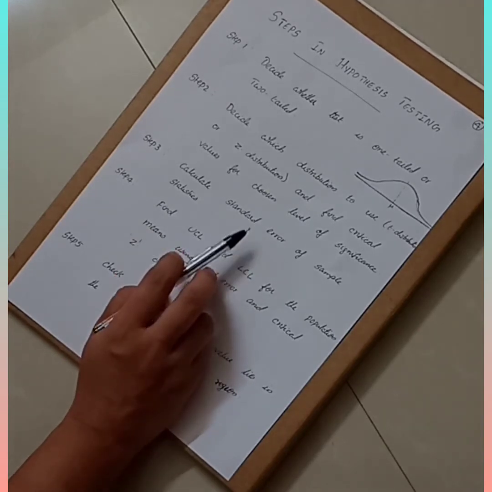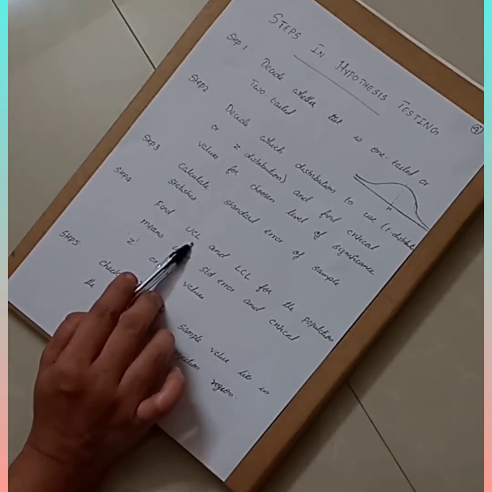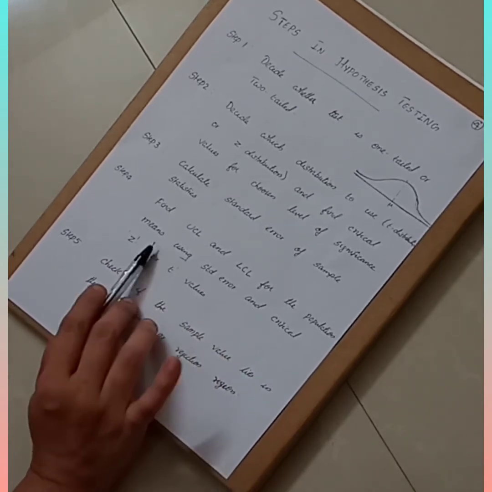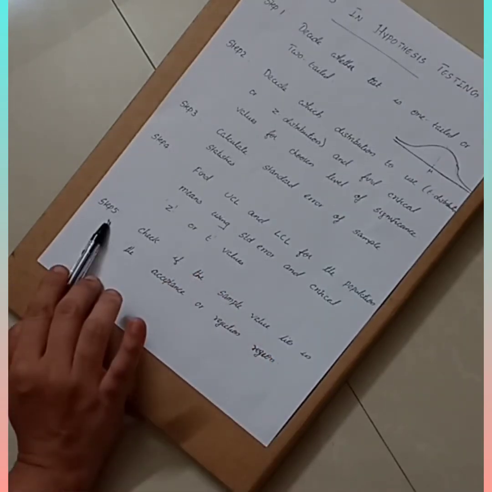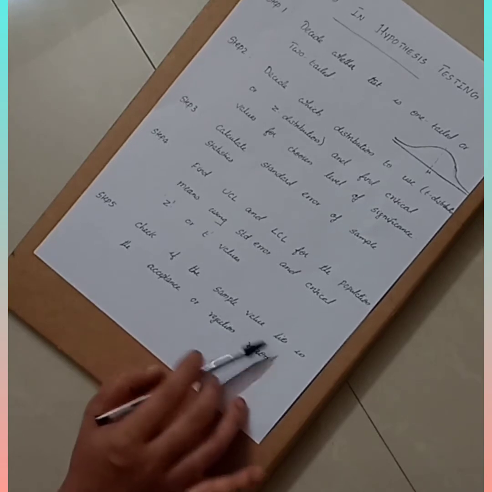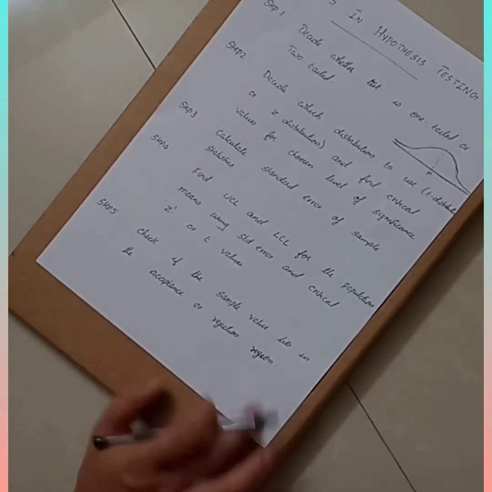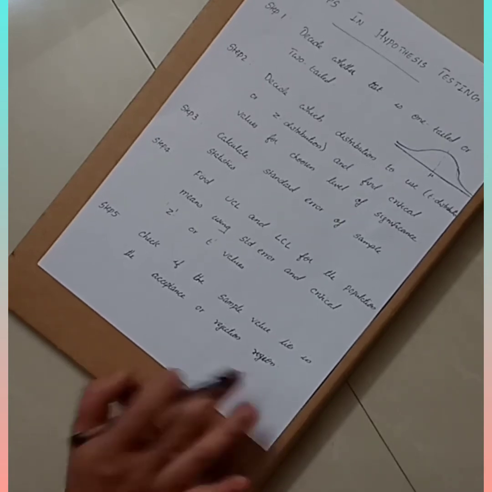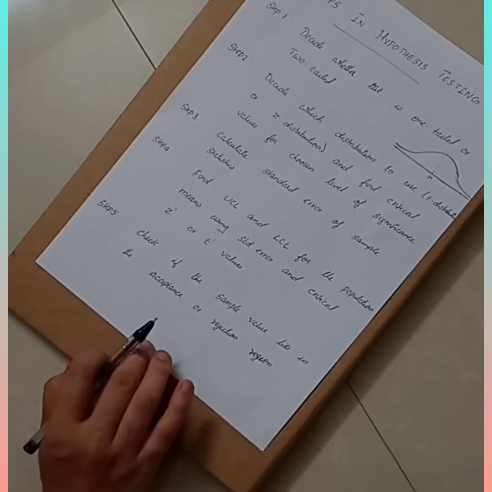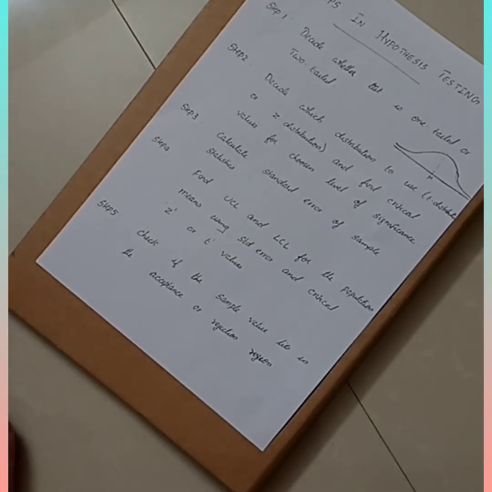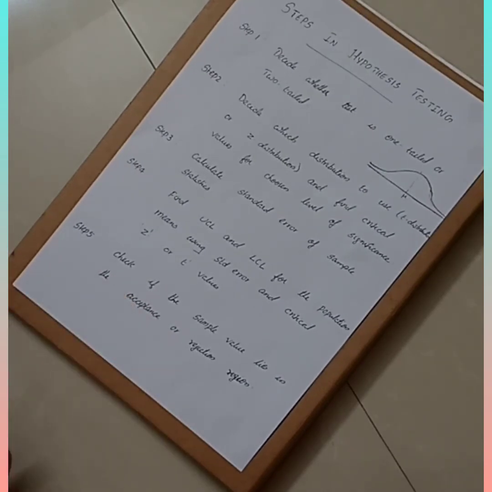So the third step is to calculate the standard error. Then, using the formula, you need to find the UCL and LCL for the population, by means of the standard error and the critical Z or T value. Then the fifth step is to check if the sample value lies in the acceptance or rejection region. Again, you will have to draw the normal curve or the T curve, and then finally find out whether it is coming in the acceptance region or the rejection region. So accordingly we will accept the null hypothesis or we will reject the null hypothesis. So these are the fundamental steps for doing hypothesis testing.